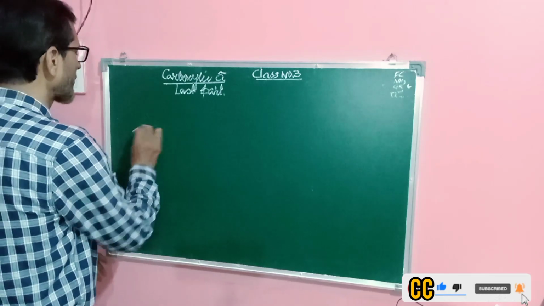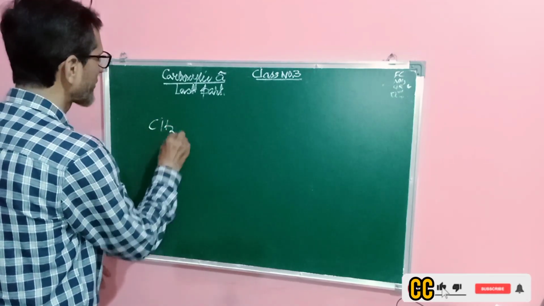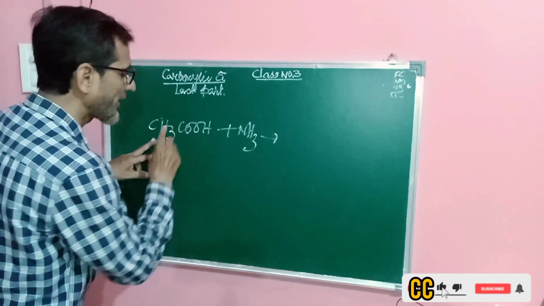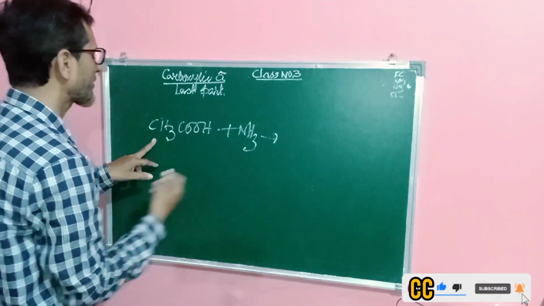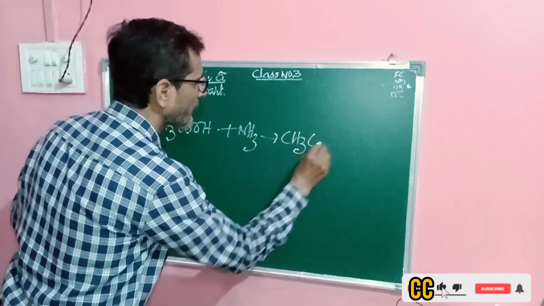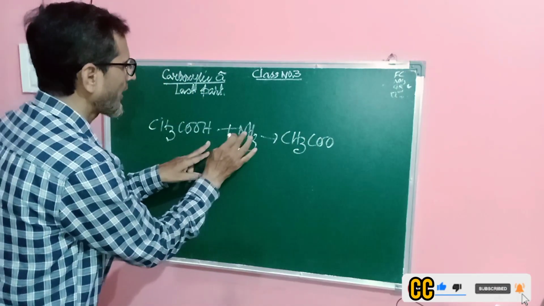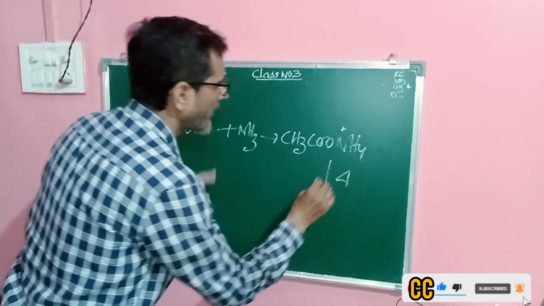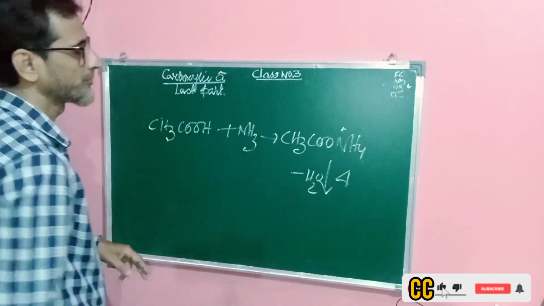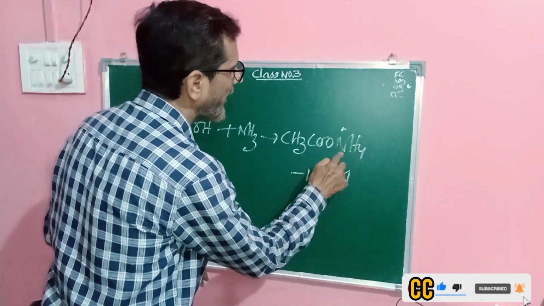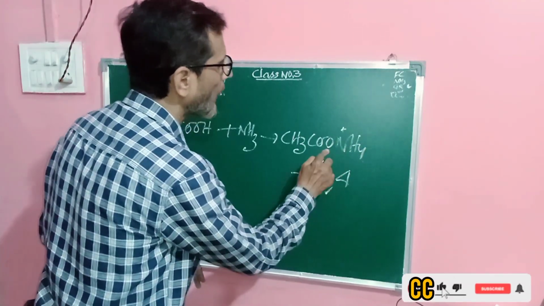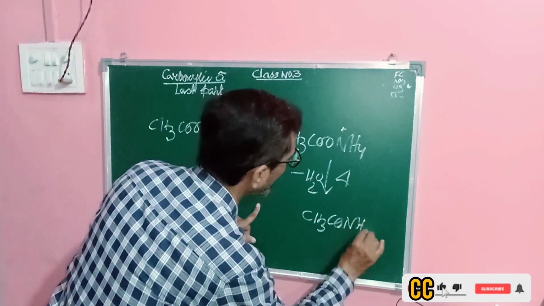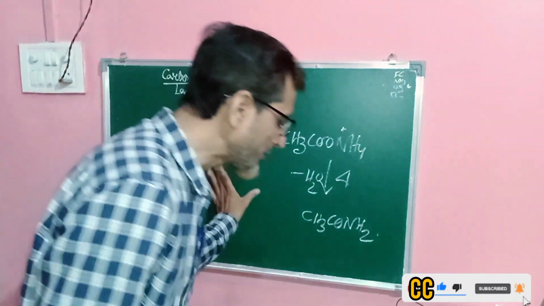The next type of reaction was left out: CH3COOH plus ammonia. This is a very important reaction. Very often this reaction appears in conversion type questions, carboxylic acid plus ammonia. Simple NH3 gets attached and you get NH4 plus, and on heating a water molecule is released, H2O, and there is one H2 left, so you get CH3CONH2, amide. This is very important, keep it in your mind.